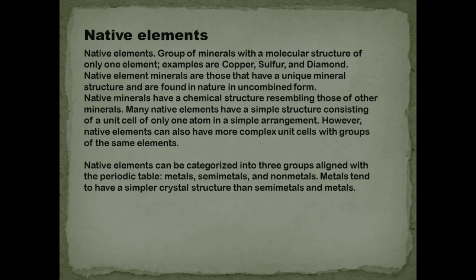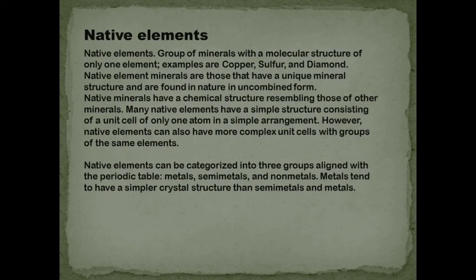And now for the second half of this discussion, let's talk about one of the non-silicate groups, which is the native elements. Native elements are the group of elements with a molecular structure of only one element. Examples of this are gold, silver, copper, sulfur, and diamond. Native element minerals are those that have a unique mineral structure and are found in nature in uncombined form. Native minerals have a chemical structure resembling those of their elements. For example, gold has the same mineral structure as the gold element.